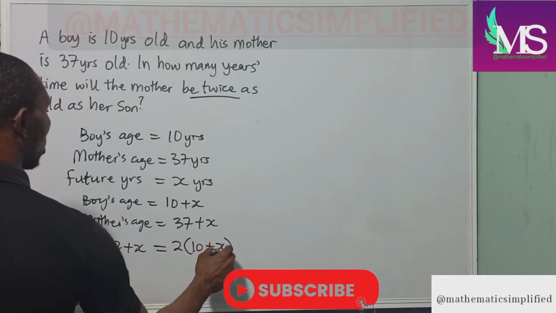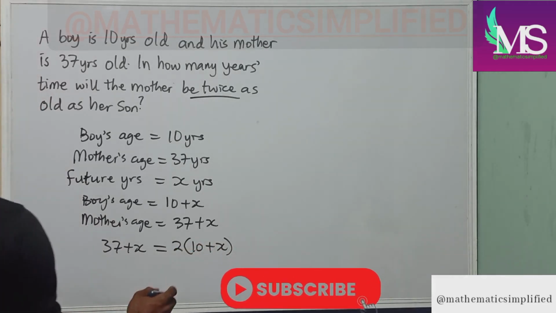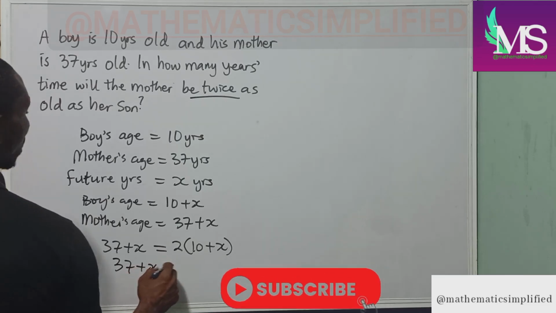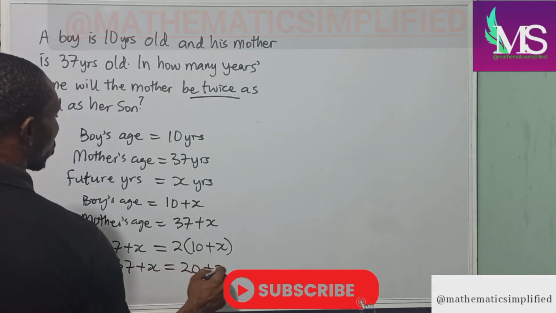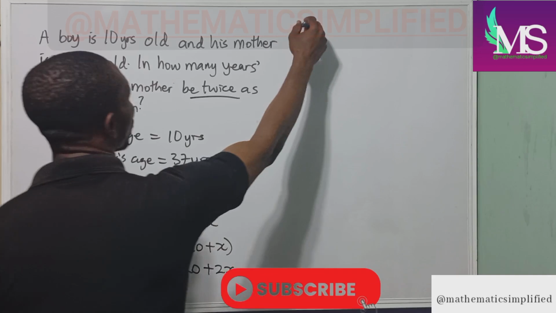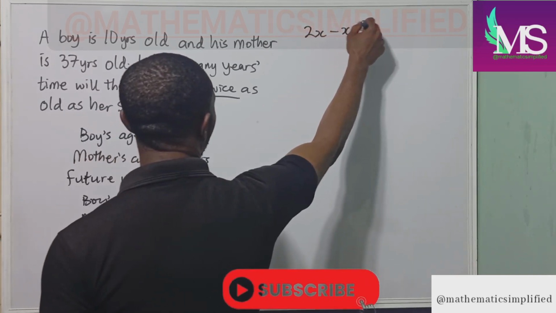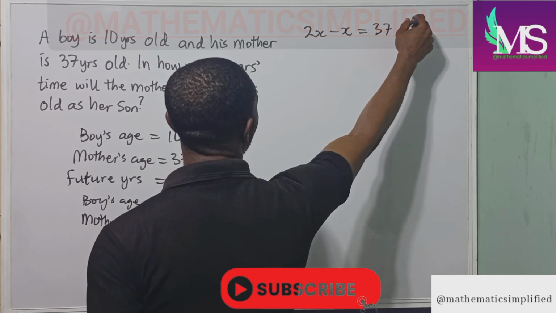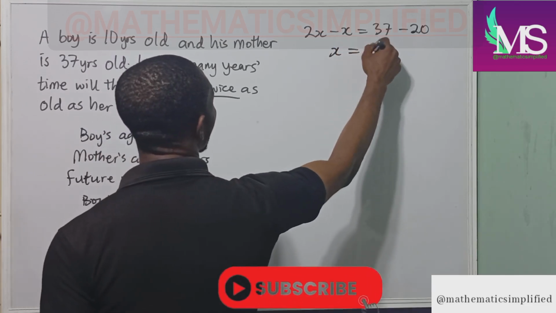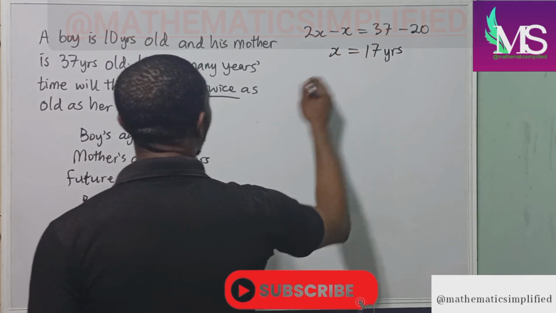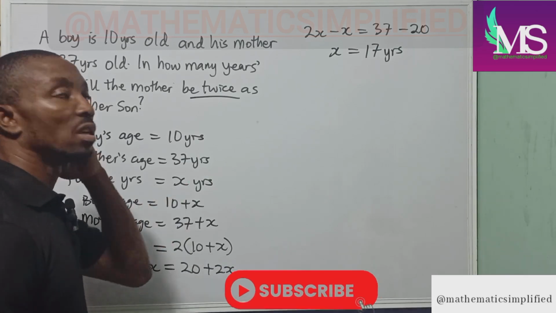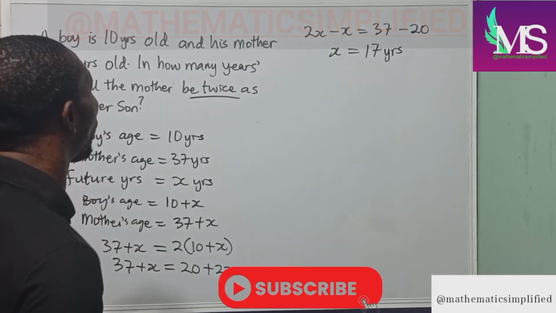10 plus x. Alright, now opening up this bracket, we have 37 plus x equals 20 plus 2x. Collecting our like terms, we have 2x minus x equals 37 minus 20. So this gives us x equals 17. So in 17 years' time, the mother's age will be twice the son's age. Now let's see if we are correct.